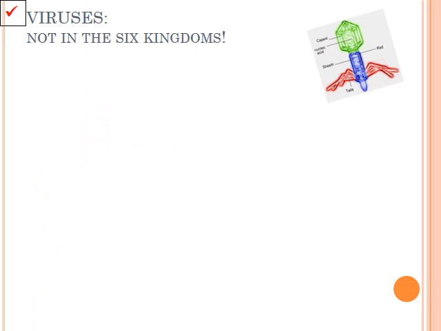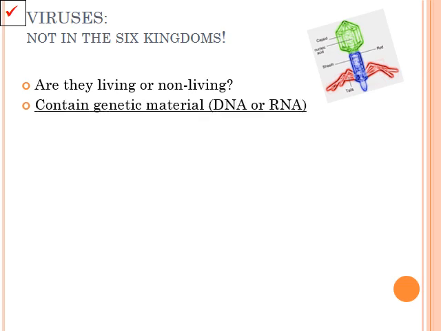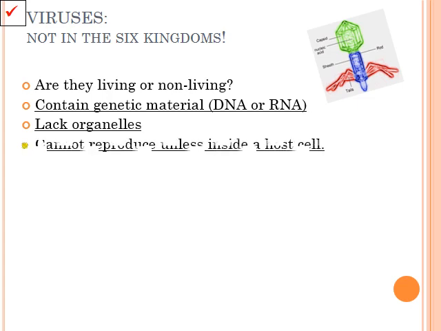So viruses are not actually in the Six Kingdoms. If you think back to the Six Kingdoms lesson, you'll remember that viruses didn't show up. Now, the question is, like we said before, are they living or not? They do contain genetic information in either the form of DNA or RNA. However, they lack organelles. So they lack a nucleus, they lack a mitochondria, they lack a cytoplasm even. And the key thing about viruses is they can't reproduce unless they infect another cell as a host.